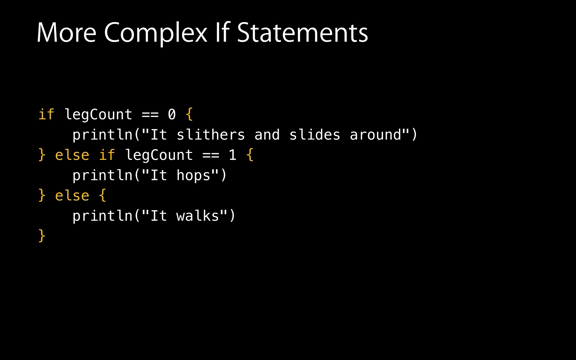We can have an else if in there. But in this case, I'm matching multiple values. I'm saying if leg count is 0, and I'm printing that my animal slithers and slides around. Otherwise, if it's 1, maybe it hops around. Otherwise, it walks. So I'm matching this leg count against multiple possible values. And really, I should be using switch.